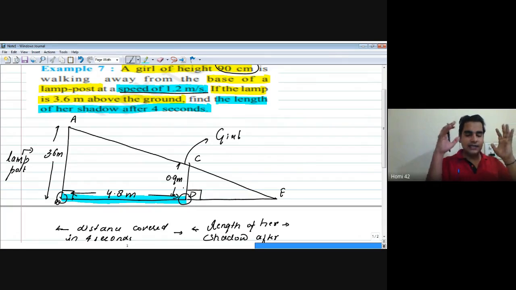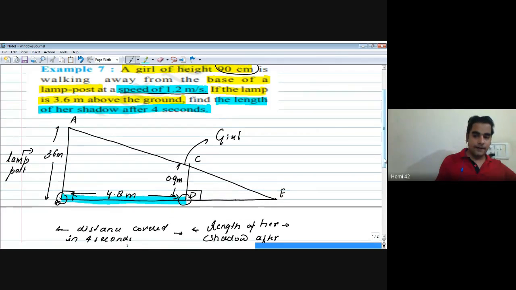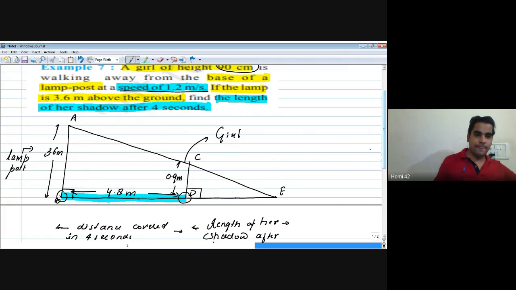So the distance that is covered by the girl in 4 seconds is BD, and you can calculate this distance BD by using the formula. You can calculate this distance covered by the girl in 4 seconds by using the formula speed is equal to distance upon time, right? Madhya, is it clear to you? Because the speed of lamppost is 3.6 meter, the height of girl is 0.9 meter already given, and this is the distance she traveled in 4 seconds, right?